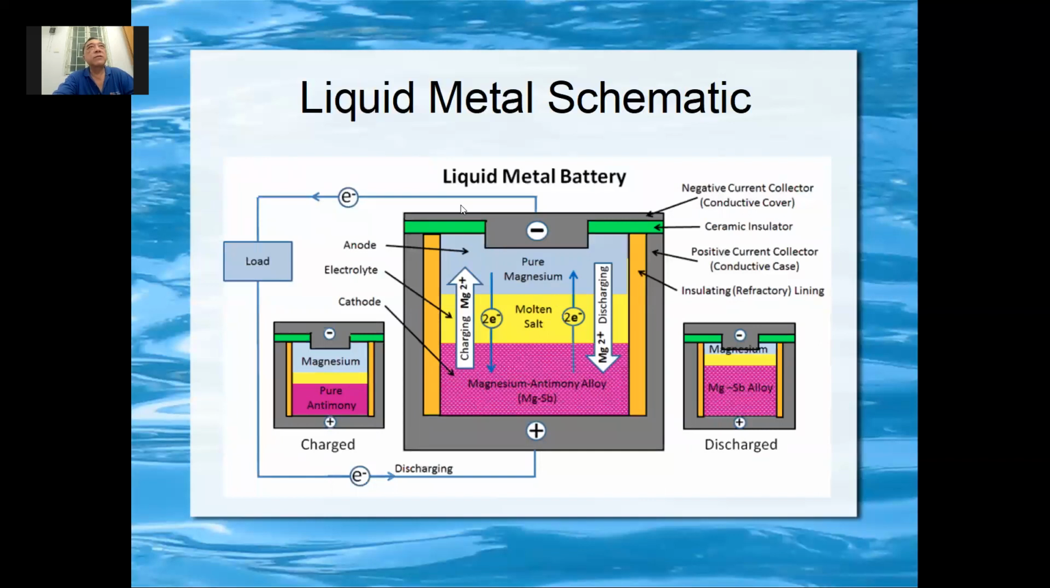You look at here, okay. Negative is the anode. Here is a pure, they can use a pure magnesium, and then below you use a magnesium antimony alloy. So this is just an example. So when it's fully charged, you got a magnesium on top, then the salt, molten salt, and the antimony.